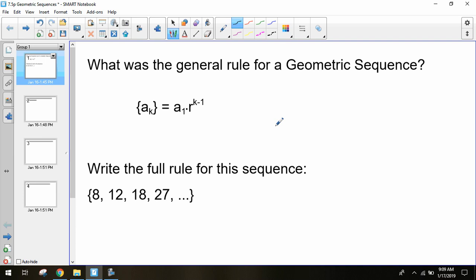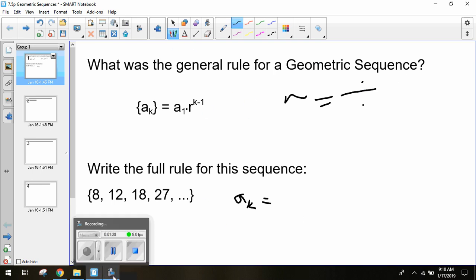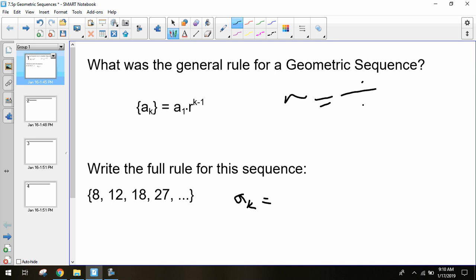So using this idea, remembering that r is equal to a term divided by its previous term, see if you can figure out what r is, and then see if you can figure out what your first term is, and then write the rule for this geometric sequence. So what is a sub k equal to? Once again, sorry for the terrible writing. But take a moment, see if you can find that. It shouldn't take you too long to find your r and your a.